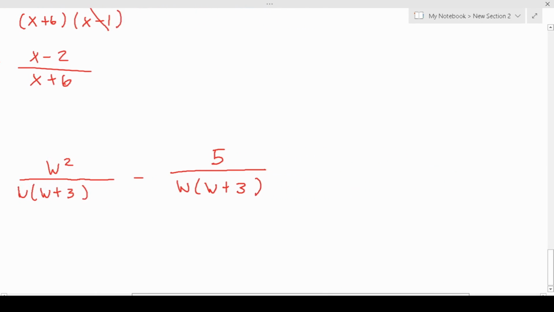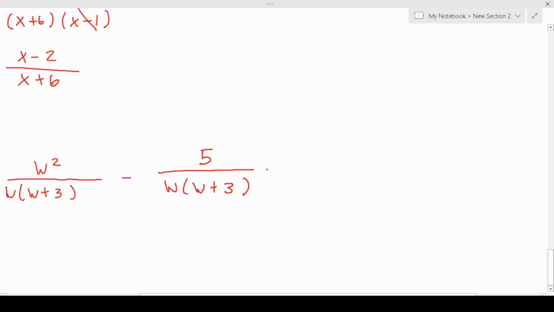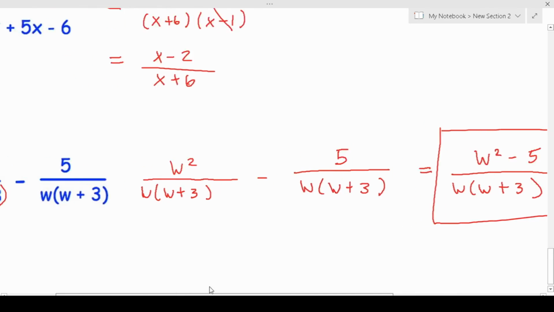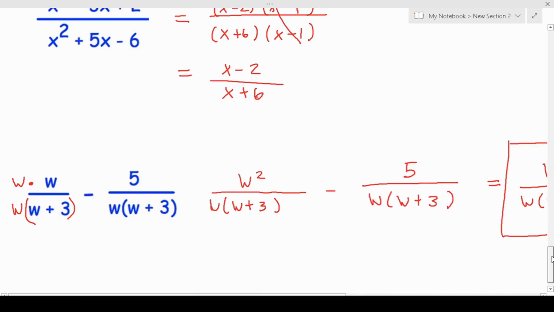All right, and since their denominators are the same, I can go ahead and combine these now. Again, this is going to be w squared minus 5 over w plus 3. And this one, it turns out, is in simplest form since I can't factor w squared minus 5. Okay? So that's it for today's video.